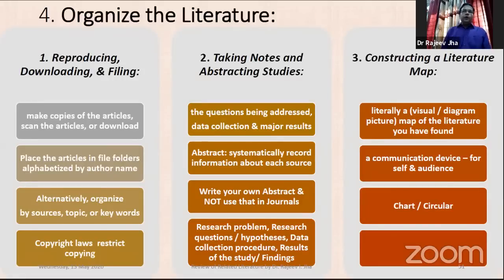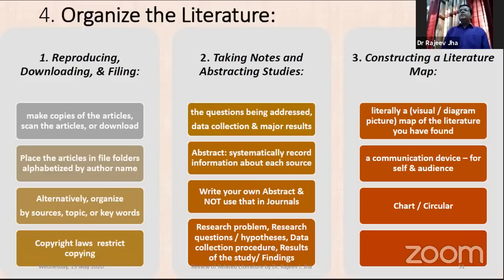In reproducing, downloading, and filing, I think the online reference management tools would be a boon for us. So make copies of the articles, scan the articles, download, place the articles in the folders, probably alphabetized by author name, alternatively organized by sources, topic, or keywords. Copyright laws restrict copying, so that probably is a hit even with the online reference management tools such as Mendeley, Zotero, EndNote, and so on. But this is applicable for manual as well as for online reference management.